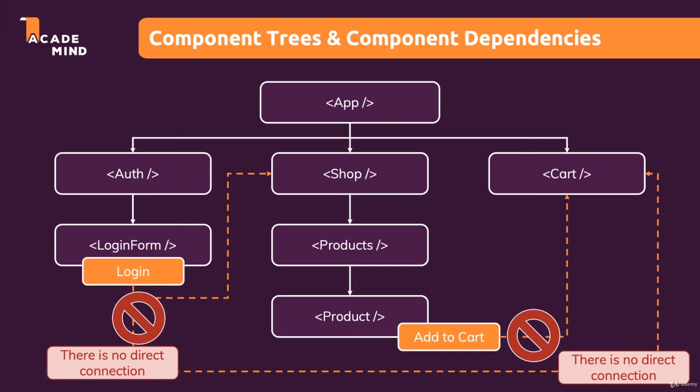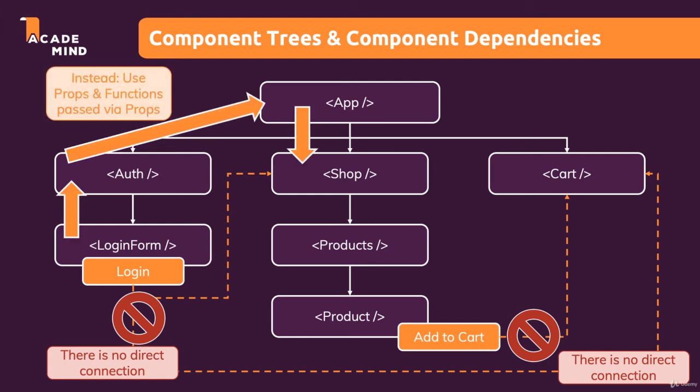If a user clicks a button in the product component to add a product to the cart, the information needs to reach the cart component, but there is no direct connection between the product component and the cart component. And the same for the login. And therefore, what we typically would do is we would use props to pass a function handler to the login form, for example, so that in there we can call it. But that essentially means that we're forwarding data through our different components.